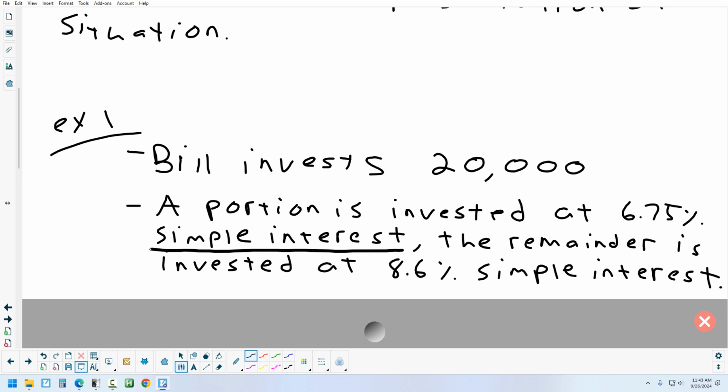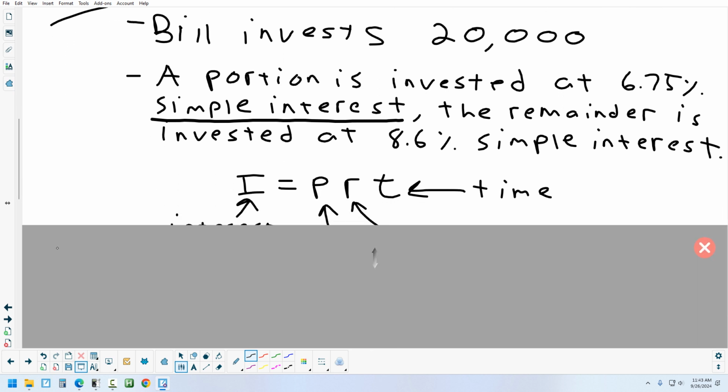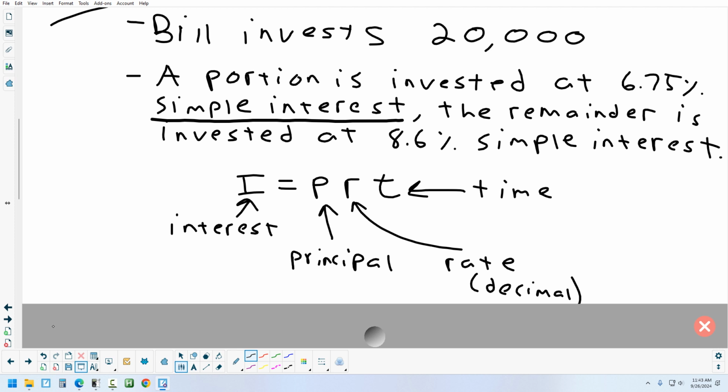So Bill has two investments he can pick from. One investment pays 6.75%. The other investment pays 8.6%. And the formula that you need for a simple interest problem is I equals PRT. That's the simple interest formula. I is interest. In this case, it'll represent the amount of money that Bill is going to make by putting his investment in the bank. P is principal, that's the amount of money that you invest.